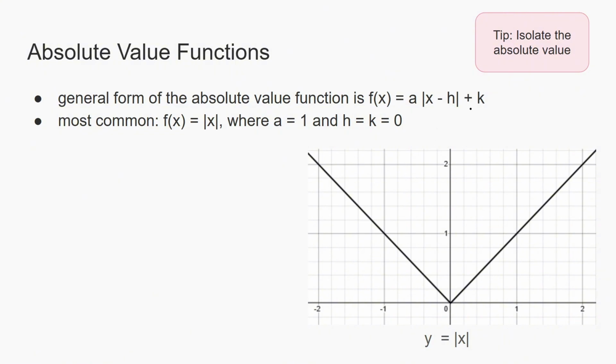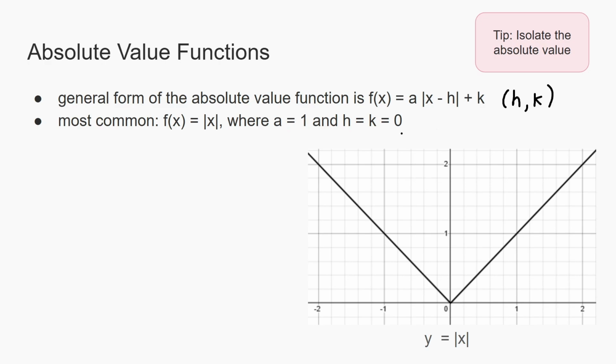The variables h and k will tell you how far the graph shifts horizontally and vertically. In this case, h comma k is our vertex. And the vertex is going to be the uppermost point or the lowermost point, depending on whether the graph opens up or down. The most common form is f of x equals the absolute value of x, where a equals 1 and h and k are 0.